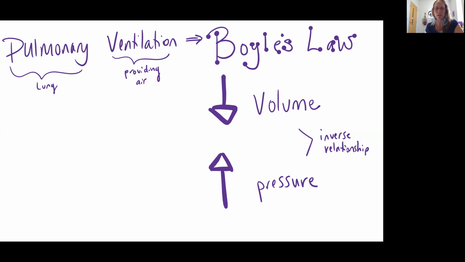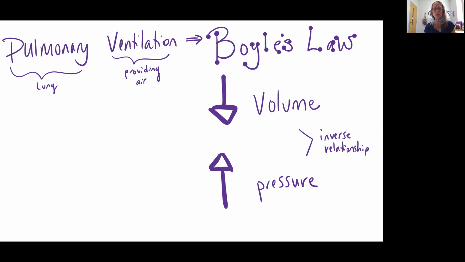Pulmonary ventilation, this word is talking about, of course, providing air to the lungs. So this is the actual breathing that's pulling air into the body or pushing air out of the body. Now, the movement of air is based on gas laws. And the gas law that is really used to describe pulmonary ventilation is Boyle's law.